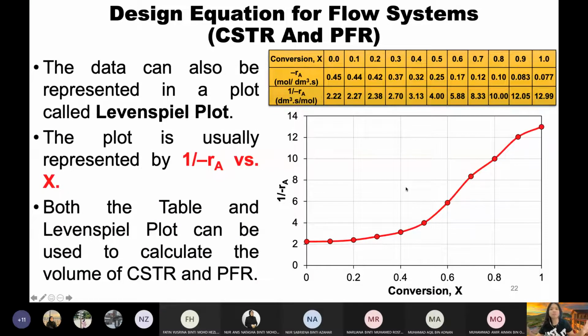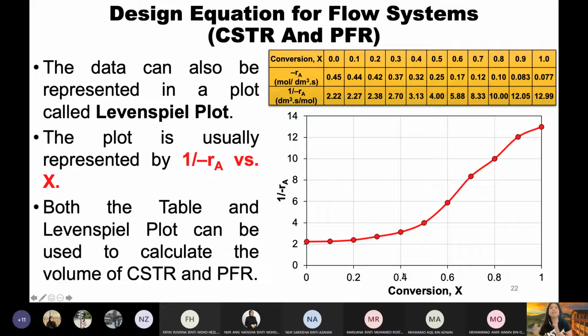Okay, so based on these two types of information, it's the same information, just that one is in the form of a table. If it's in the form of a table, it's X and minus RA, meaning for every conversion, what is the minus RA. So you use that to calculate the volume of PFR, the volume of CSTR. Or it is converted into a plot. So the plot is 1 per minus RA versus X. So you don't forget that part.